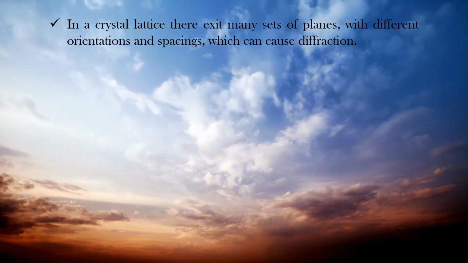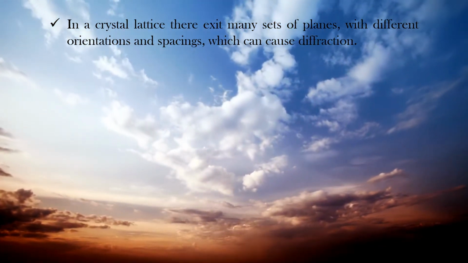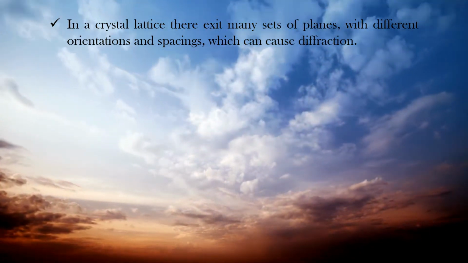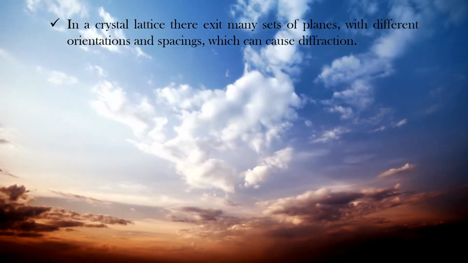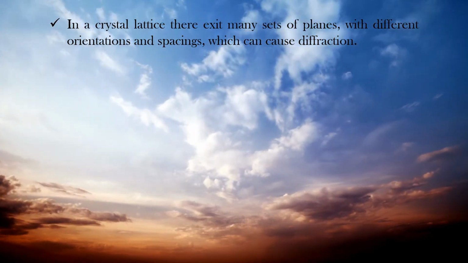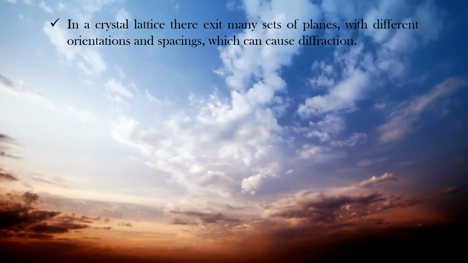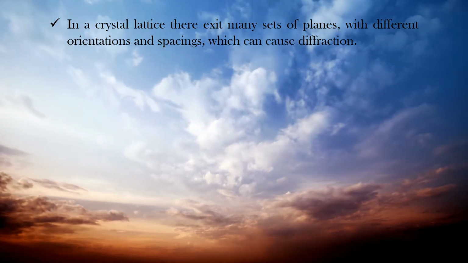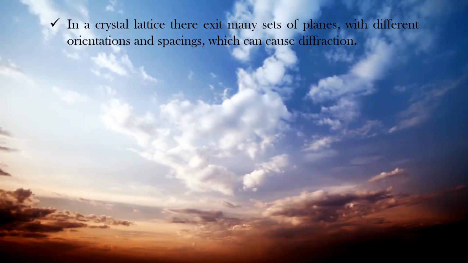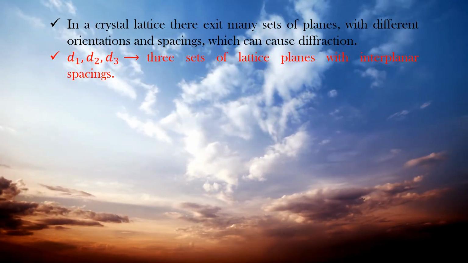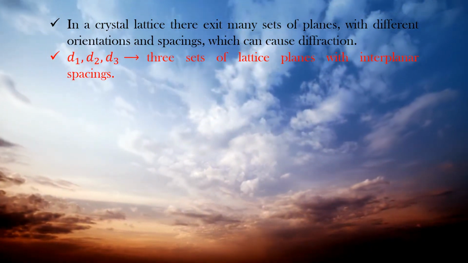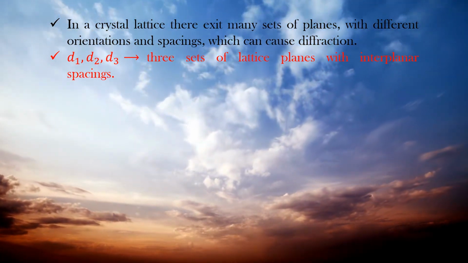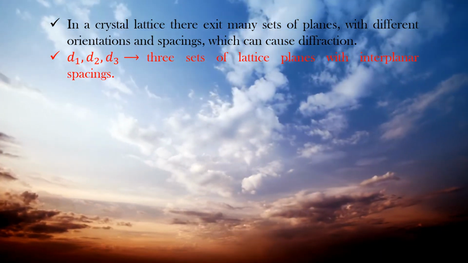The explanation about the reciprocal lattice. So in a crystal lattice, there exist many sets of planes with different orientations and spacings, which can cause diffraction. So the diffraction is produced due to a set of planes with different orientations and spacings. So in this, there is a d1, d2, d3, which represents the three sets of lattice planes with interplanar spacings.